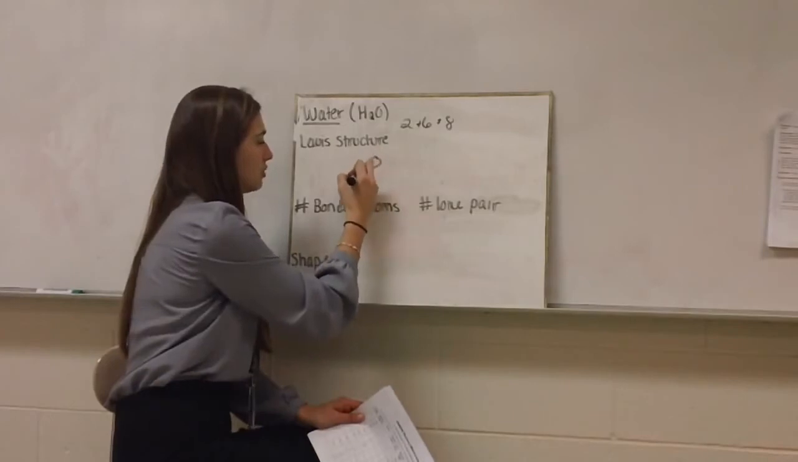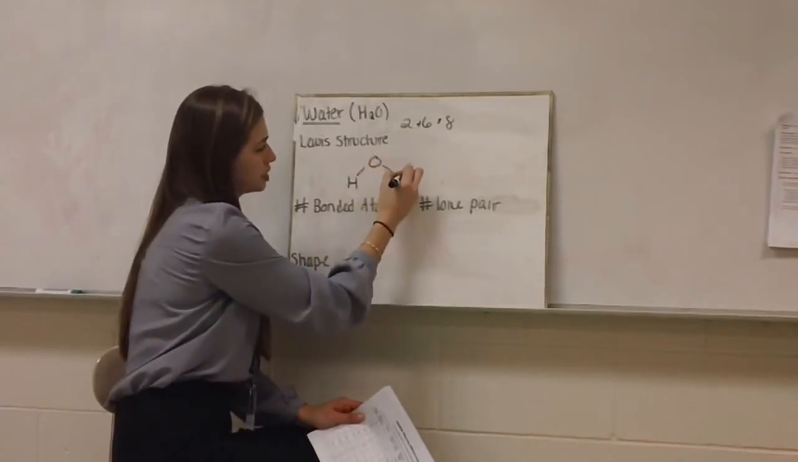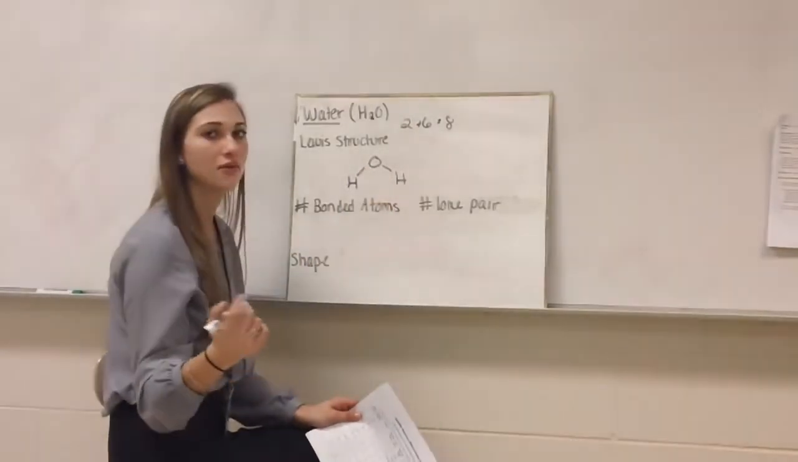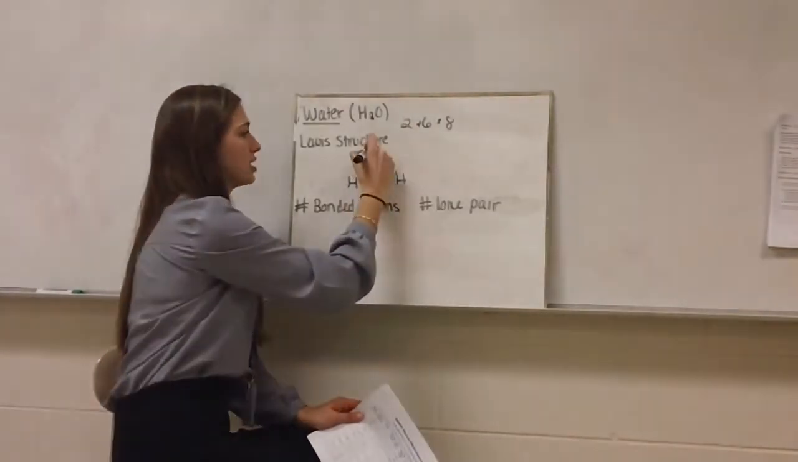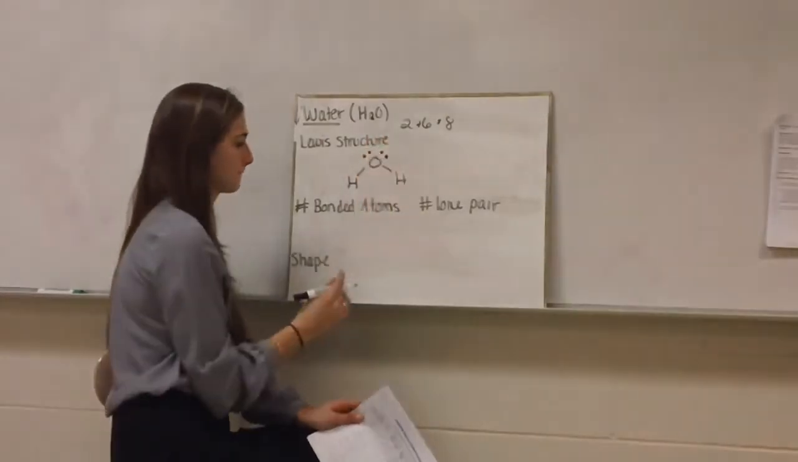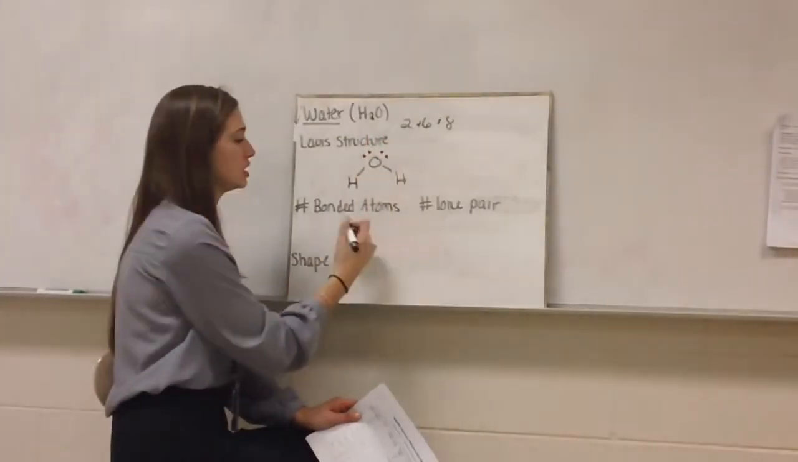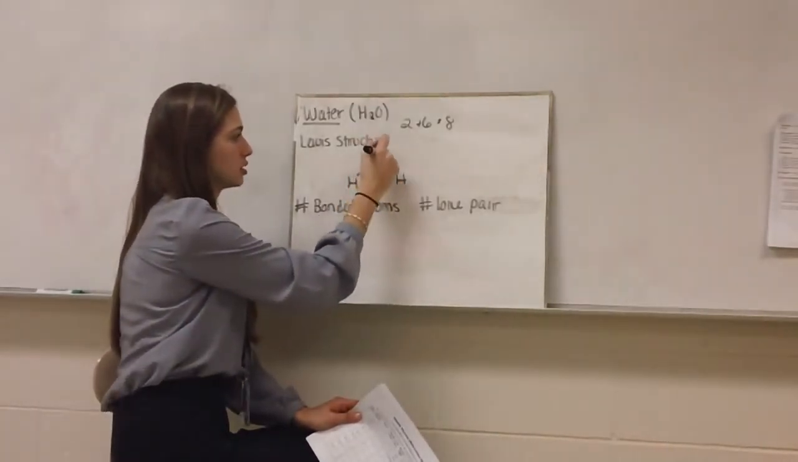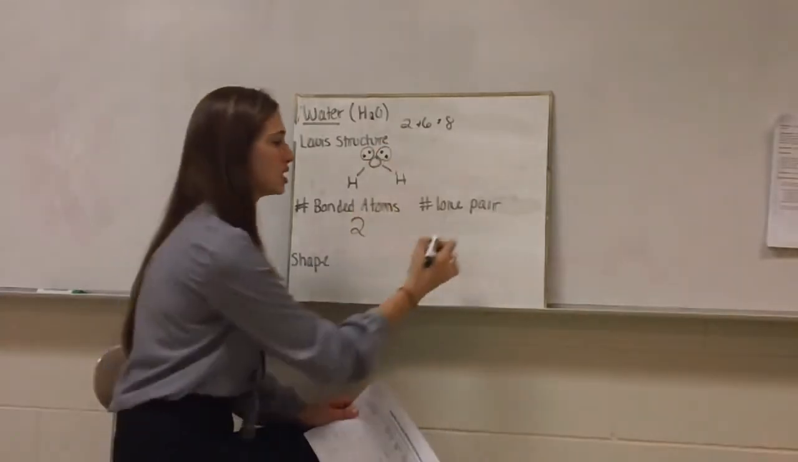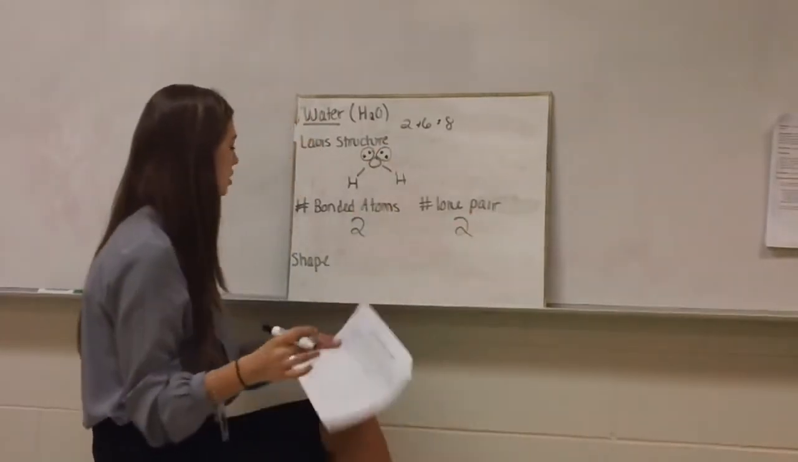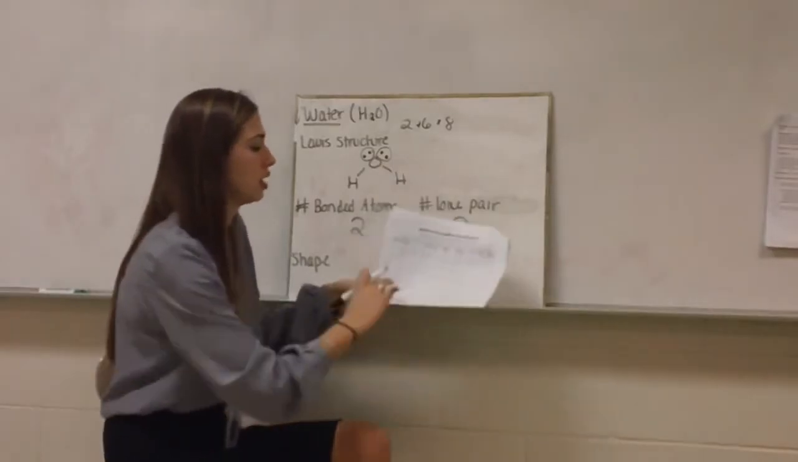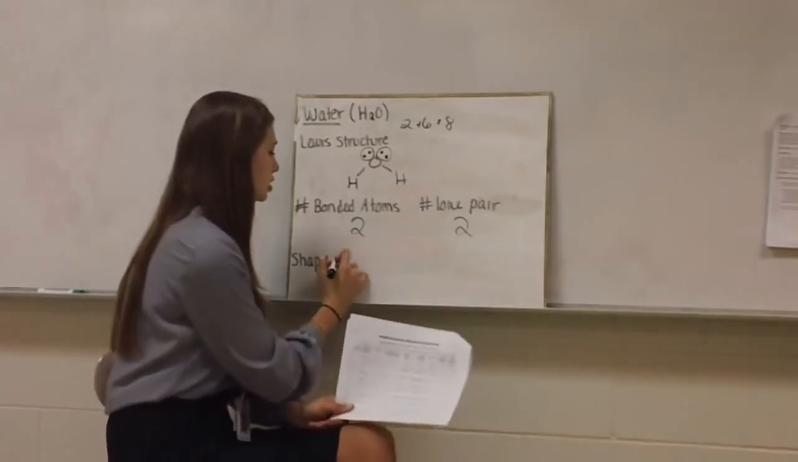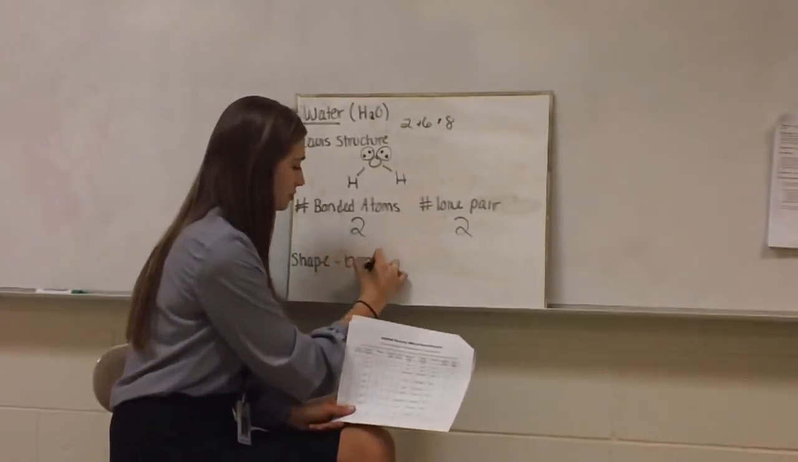You have an oxygen that's going to be bonded to 2 hydrogens. Right now we only have 2 things attached to our oxygen. We know that we need 4, so we have to add 2 sets of lone pairs. The number of bonded atoms to oxygen is 2. The number of lone pairs on oxygen is 2 as well. So if we go to our chart, we're looking for 2 bonded atoms, 2 lone pairs. The shape of that is bent.